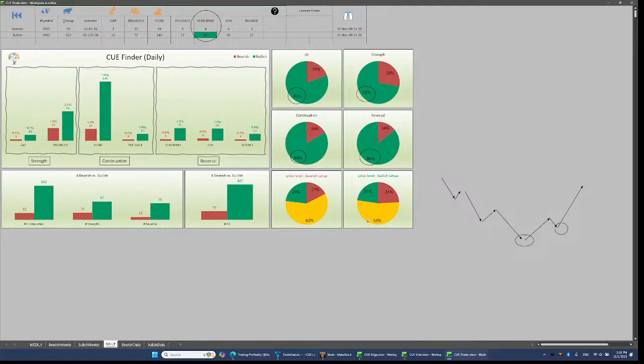I also noticed that price levels of bullish trades are mostly coming from mid-level price. And of course, we have many more bullish trades on Friday than bearish trades. So at the end of Friday, if I am looking for trade ideas, I will probably look for bullish trade ideas.